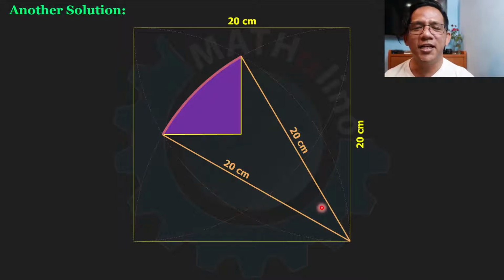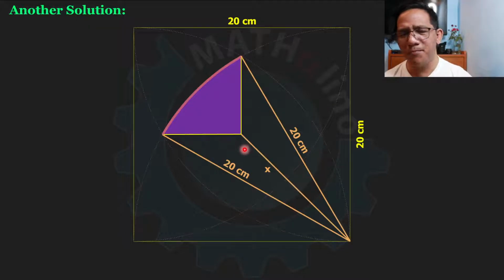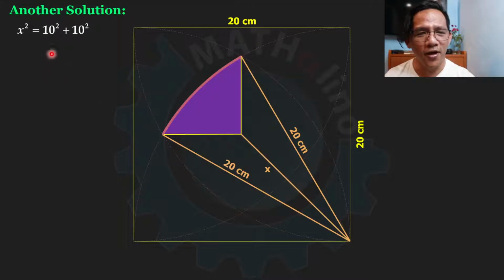So what is the central angle of this sector? Let us call that central angle 2 theta. Let us first connect this point and this point. Take note that this is the center of the square, and let us call the length of this line x. Okay? Now, the total central angle of our sector, let us call that 2 theta. By the way, by Pythagorean theorem, we can find the x. Okay? We already have it here.